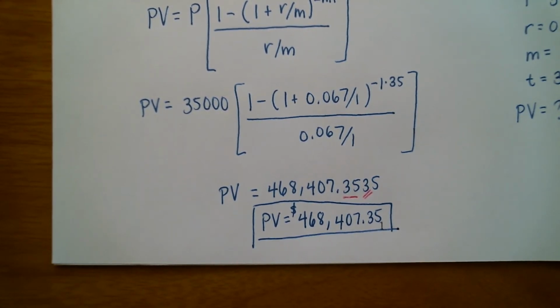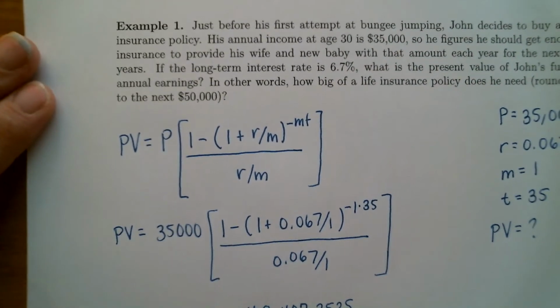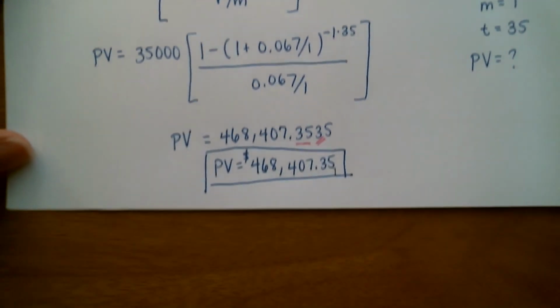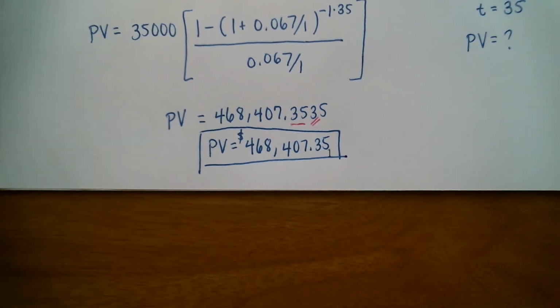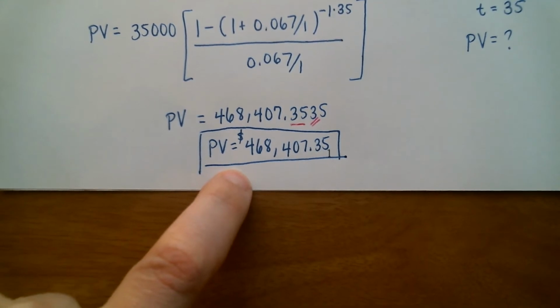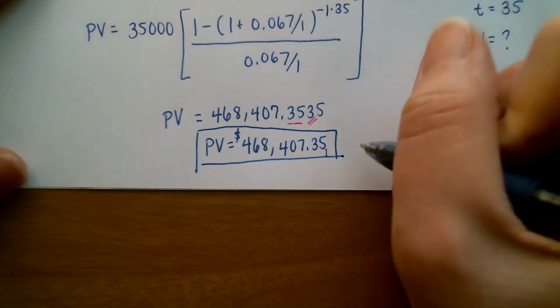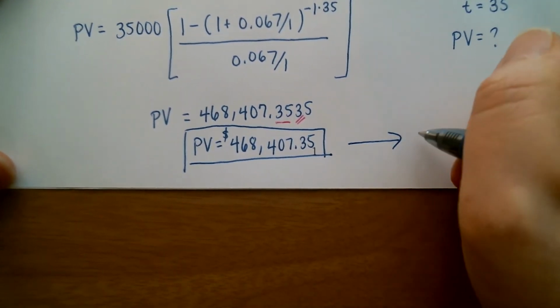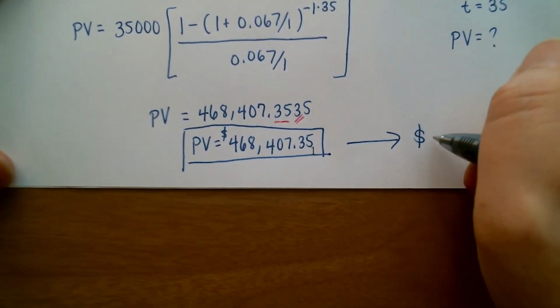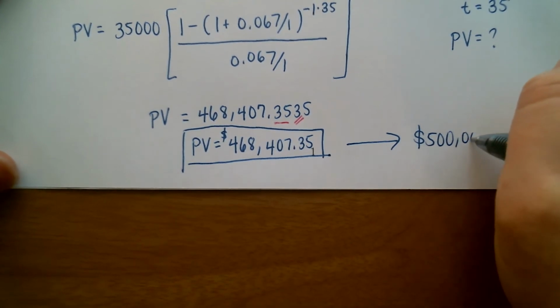Remember, you were asked at the end of the question to round up to the next $50,000. Reason being is, like in real life, you know, you don't buy a life insurance policy worth this amount. It's usually some even number, like $400,000 or $450,000 or $500,000. So that's why you were asked to round to the nearest $50,000. If you did round this to the nearest $50,000, John's going to need a life insurance policy of $500,000.